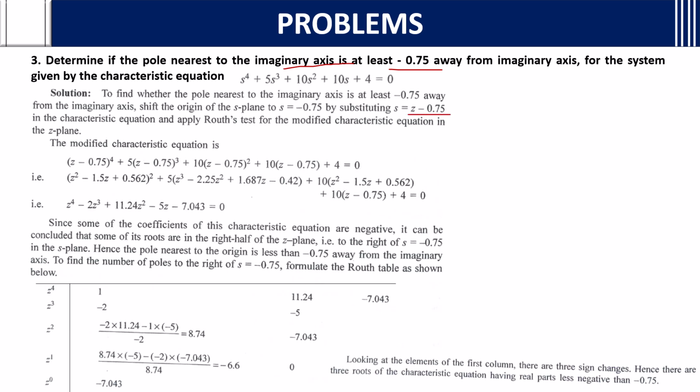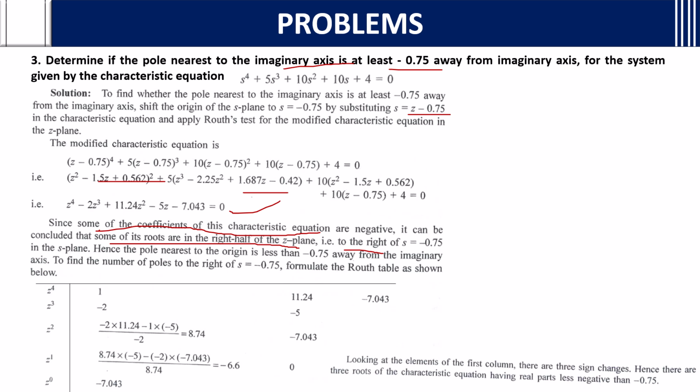When you substitute those values in this equation, you can simplify it into the final equation in terms of z. For that, you need to write the Routh array. But before writing the Routh array, since some of the coefficients of this characteristic equation are negative, it can be concluded that the system is unstable, and some roots lie in the right half of the z plane, to the right of s equals minus 0.75 in the s plane. Hence the pole nearest to the origin is less than minus 0.75 away from the imaginary axis.